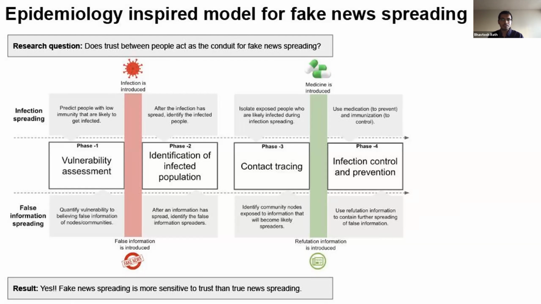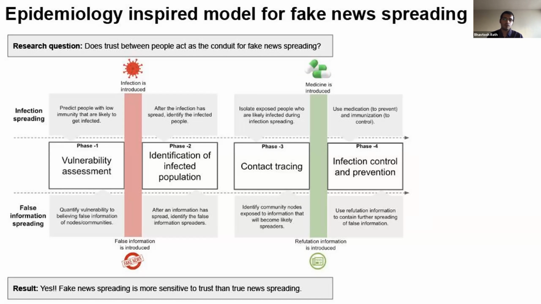Now, in these COVID times, as you all know, epidemiology is the study of incidence, distribution, and control of infection in a population. So my research is trying to map these ideas from infection epidemiology to the context of fake news epidemiology. The idea of infection is analogous to fake news. The idea of population is analogous to people and communities in a social network. And the idea of medicine or cure is analogous to refutation information, which is basically news that fact-checks the false information. As part of my thesis, I've tried to propose 4 sequential phases.